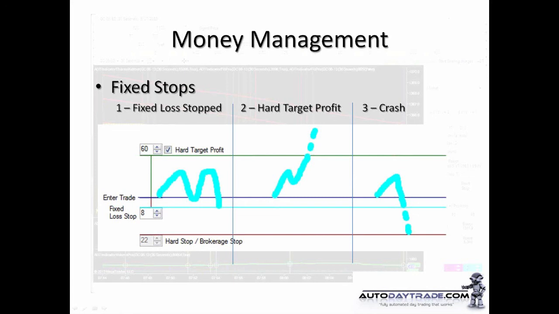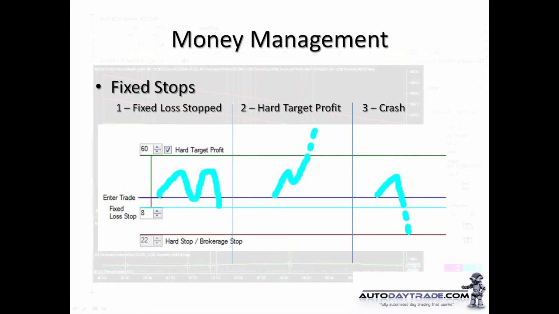Number 2, in the middle there, is a clear winning trade that shoots up to the hard target profit, where profit is taken right away. You see that there's a dashed line extending above the hard target profit? That's a separate money management feature that we're going to address later.